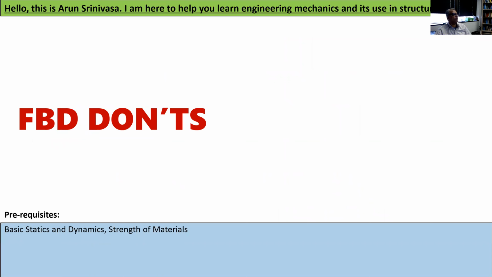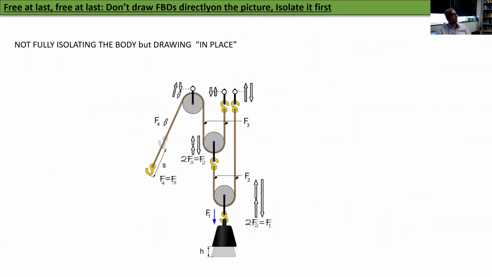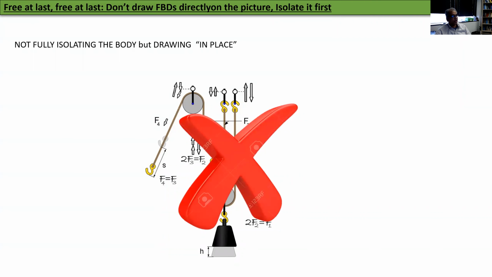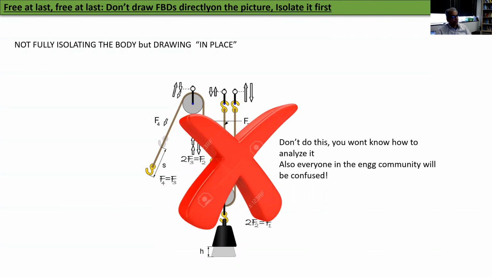So now I'm going to talk to you about things that you should not do. First item, don't draw free body diagrams directly on a picture. Isolate it first. If you do this kind of free body diagram, nobody will understand which arrow is what. So this is totally confusing. Never draw a free body diagram like this. Don't do this. You won't know how to analyze it. Almost everyone in the engineering community will be completely confused. So always draw a free body diagram as a separate item. It should actually be free.